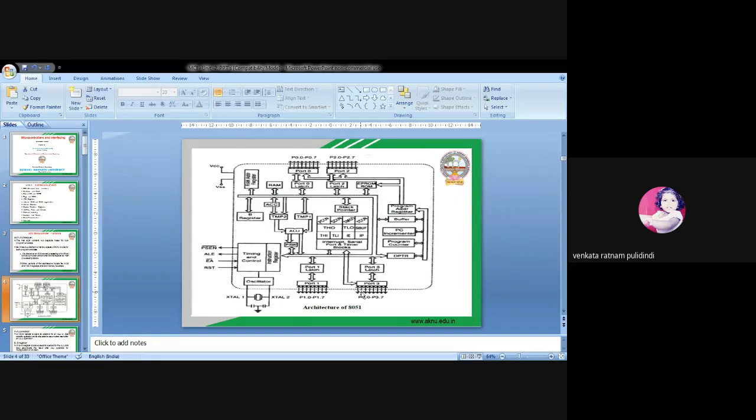That means the 8051 microcontroller has 32 IO lines. And the 32 IO lines are divided into four ports. Some ports are particularly dedicated for the IO lines, and some ports are used for multiplexing purposes. That means they can be used as a port, and sometimes they can be used for another purpose, as multi-purpose pins.